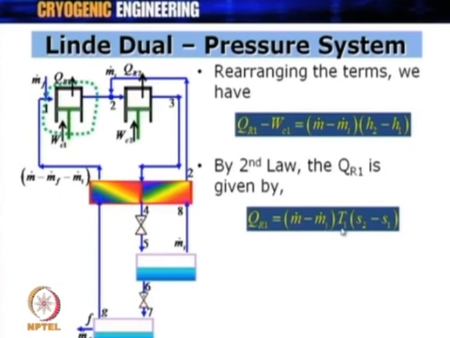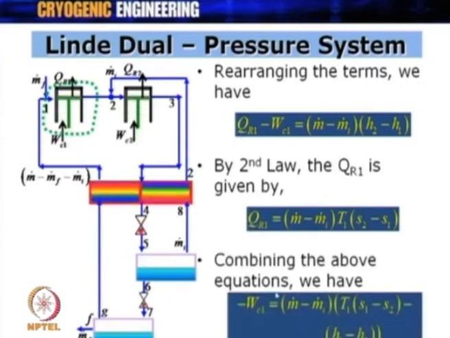By the second law, we got a value of QR1, and we know that QR1 is equal to (m dot minus m dot I) T1 (S2 minus S1), TdS basically multiplied by the corresponding mass flow rate. If we put this expression of QR1 in this, we get WC1 equal to (m dot minus m dot I) times [T1 (S1 minus S2) minus (H1 minus H2)]. So, you can see the mass flow rate in the first compressor is m dot minus m dot I, multiplied by temperature into delta S, TdS, minus delta H. This expression is similar to what we had earlier for a compression process.